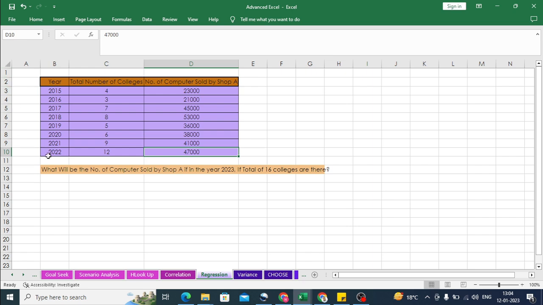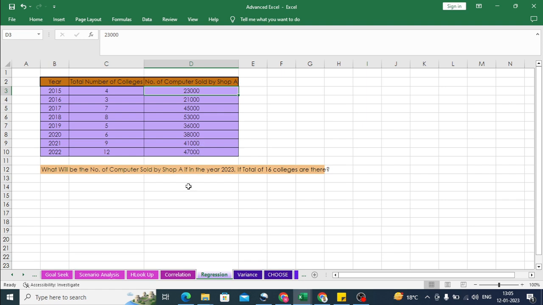Now, if someone asks you what will be the number of computers sold by shop A if in the year 2023 total number of colleges is 16, right? Look at over here, total number of colleges, we have different numbers 4, 7, 8, 5, and when there were 4 colleges in the city, then the number of computers sold was 23,000. So the question basically asked to us is, if in the city total number of colleges become 16, then what will be the total number of computers sold by shop A? So we can do this by regression.